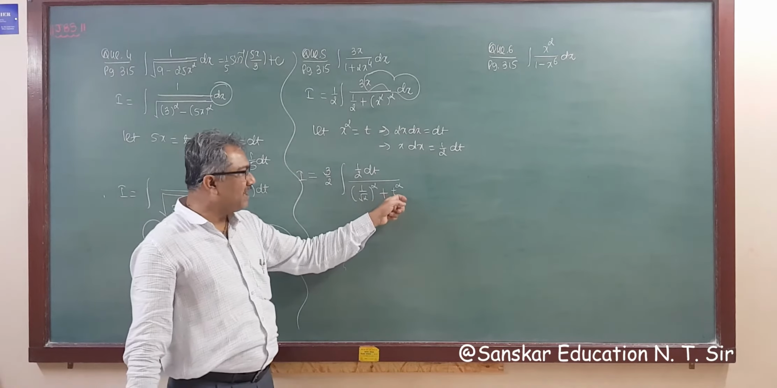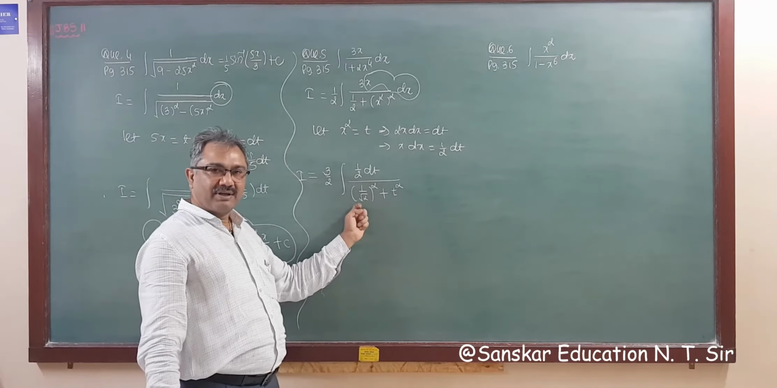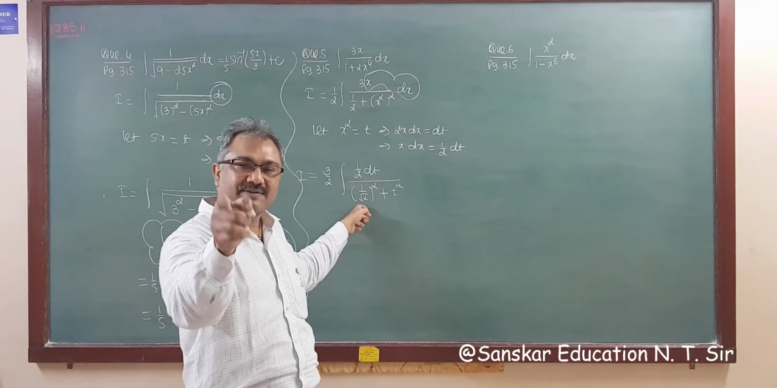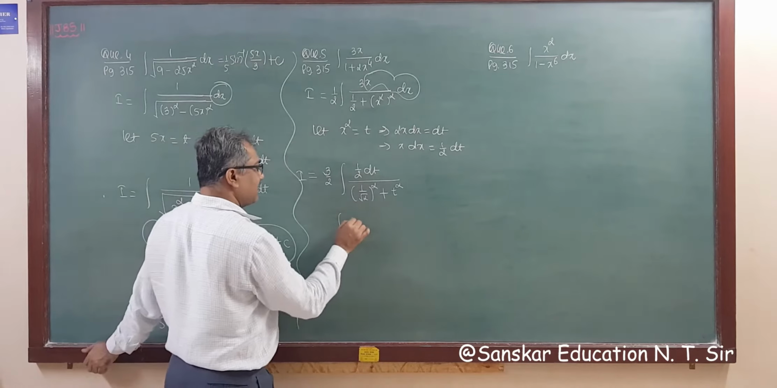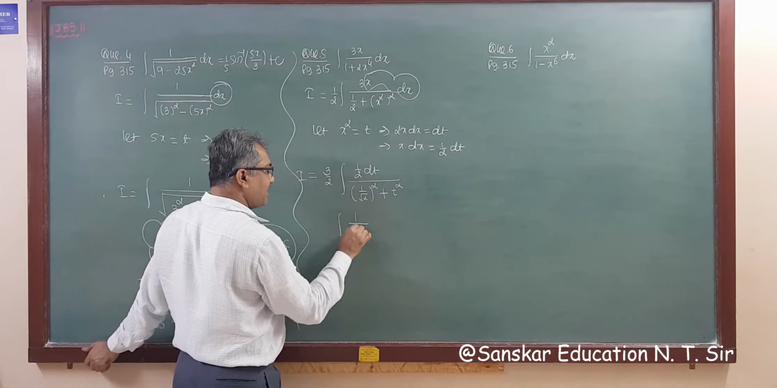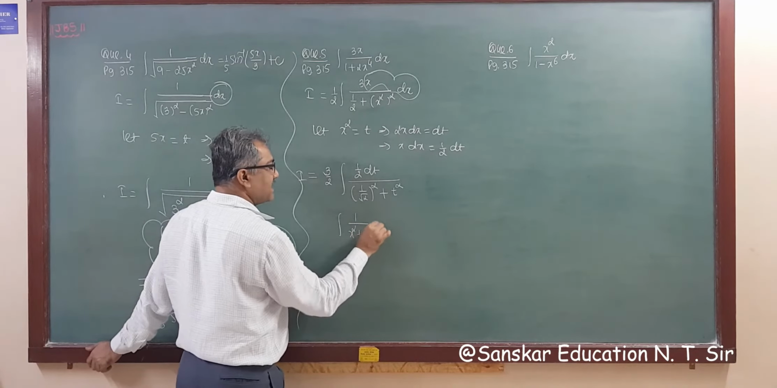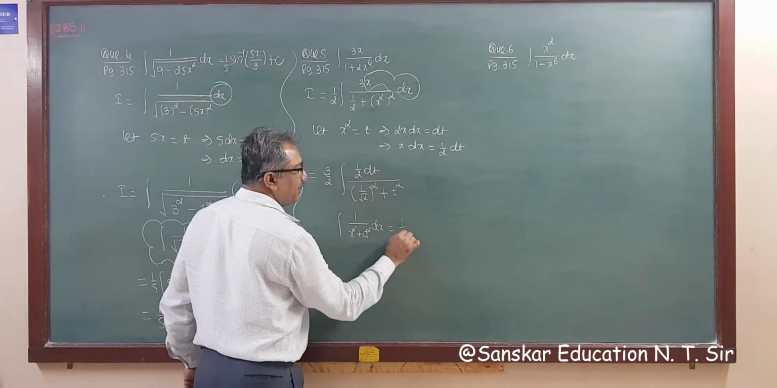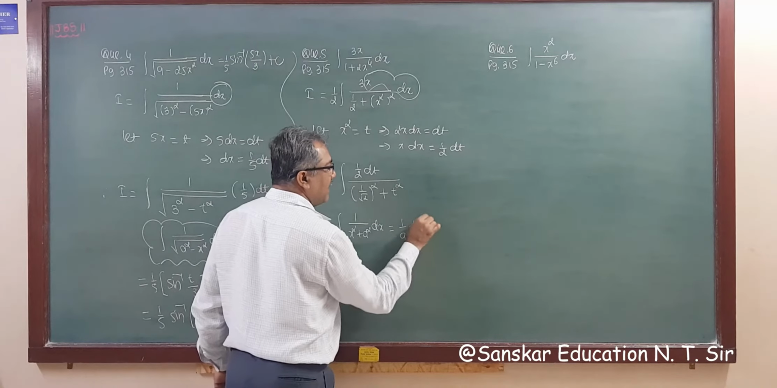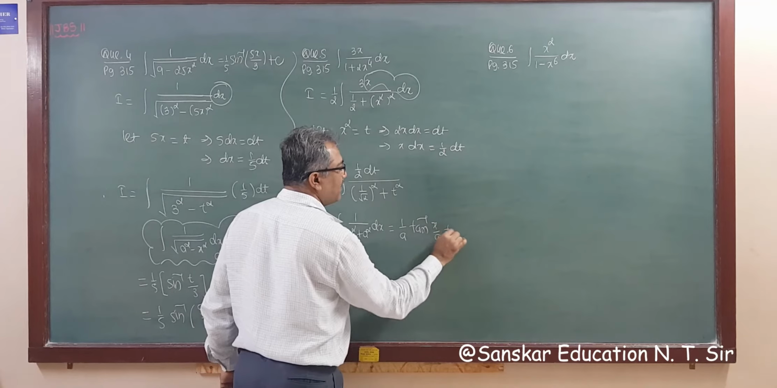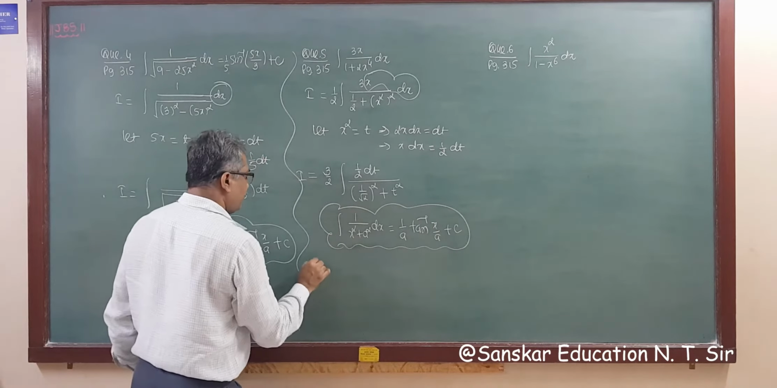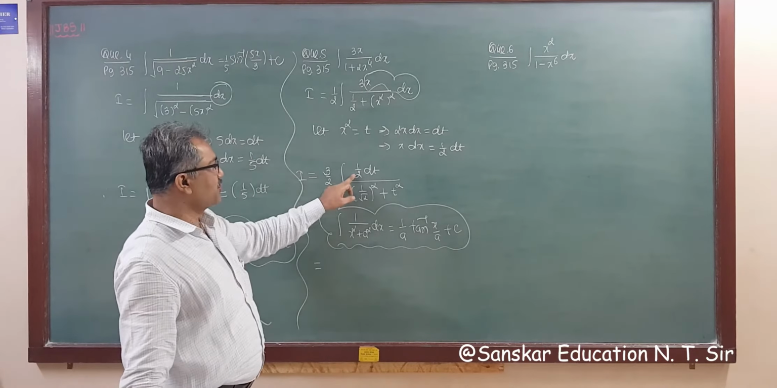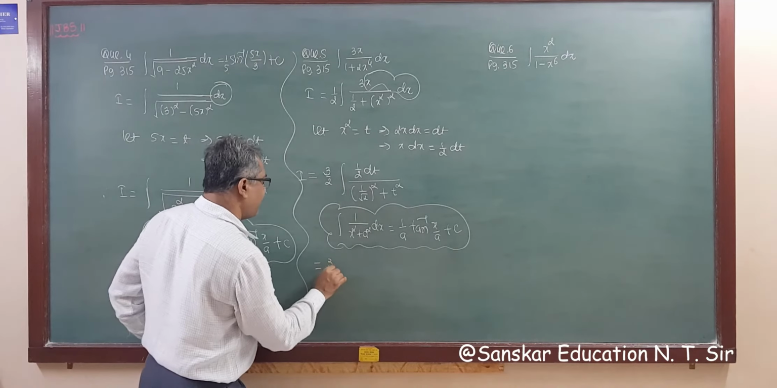So this is the formula for x square plus a square. The integration of 1 upon x square plus a square dx is 1 upon a tan inverse x by a plus c, that you know. This is the answer. So this is 2 into 2, which is 4. So the answer is 3 by 4.